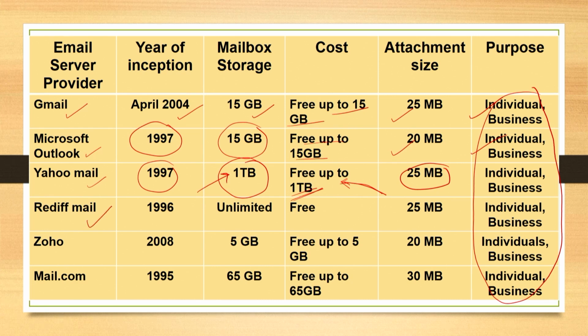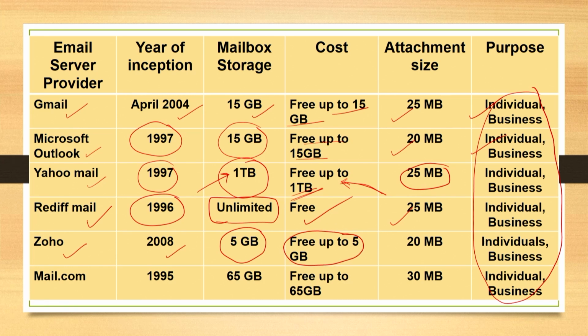Rediff Mail is another email server provider. Year of inception was 1996, and it provides unlimited mailbox storage. So it's free, but the attachment size is 25 MB. Zoho, its year of inception is 2008, but it provides very little mailbox storage, that is 5 GB. So up to 5 GB it's free. If you use beyond that, then you have to pay, and the attachment size is also 20 MB.